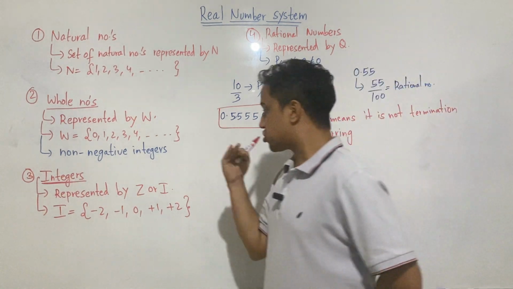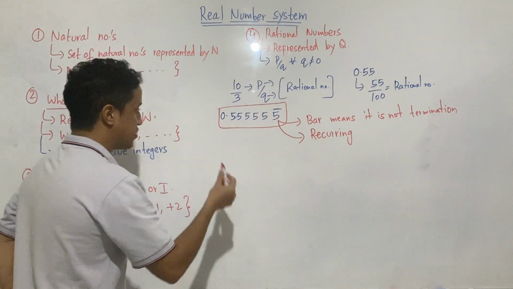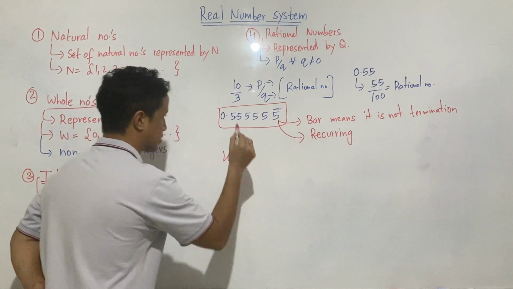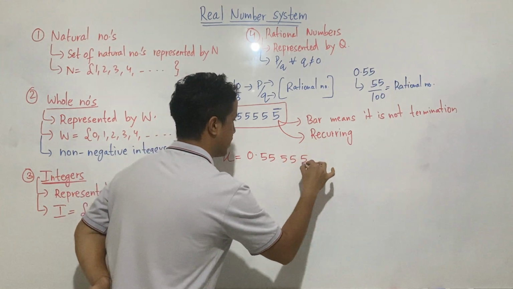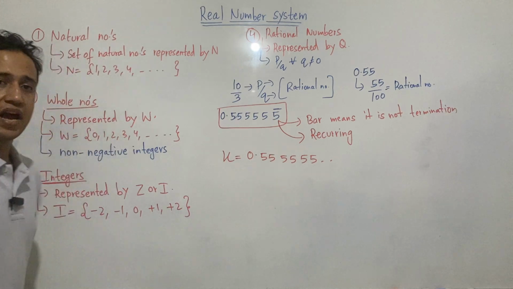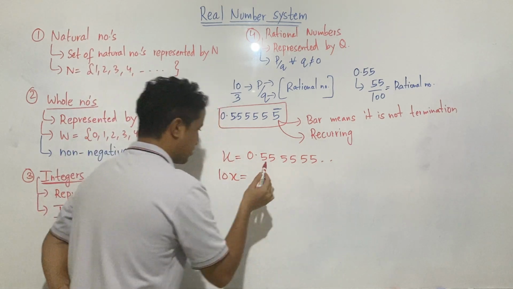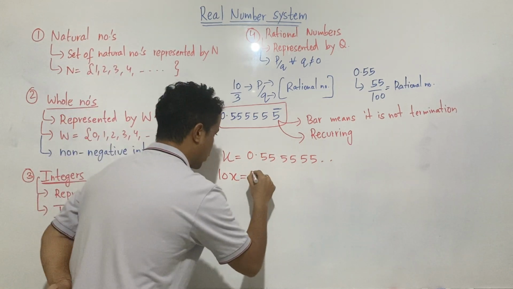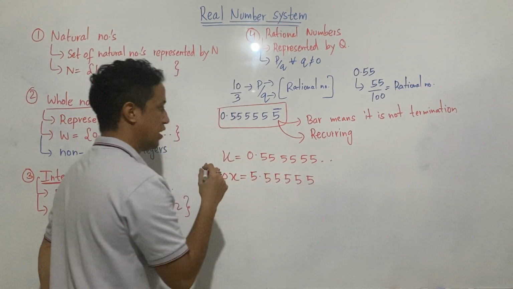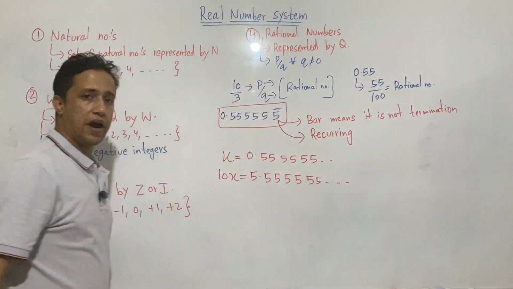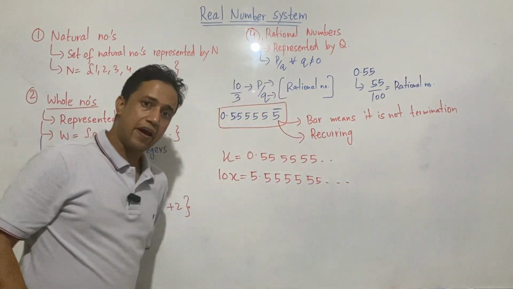Okay, now just think practically. Let's say that I represent this number by x. Okay, x is 0.55555, and so on, right? And now here I said 10x. Now see here, if x is this, then 10x is going to be 5.55555, and so on, right? Because this is non-terminating, so it will keep on going forever, right?